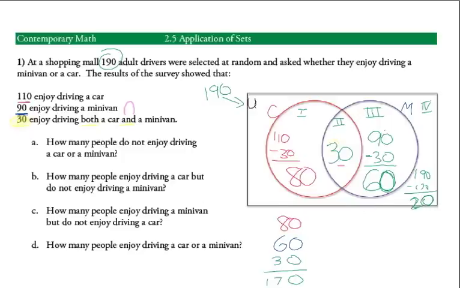So we are going to use these answers in the Venn diagram to answer the question now. So now we're going to answer the question, how many people do not enjoy driving a car or a minivan? So remember, the or is the union, and the union is going to be the two sets combined here. So that's car or minivan, and we're looking for not enjoy. So that's the complement there. So when we look here, that's going to be this set of 20 people right there.